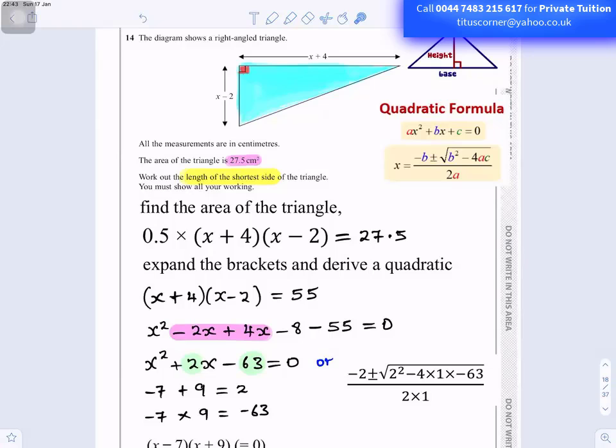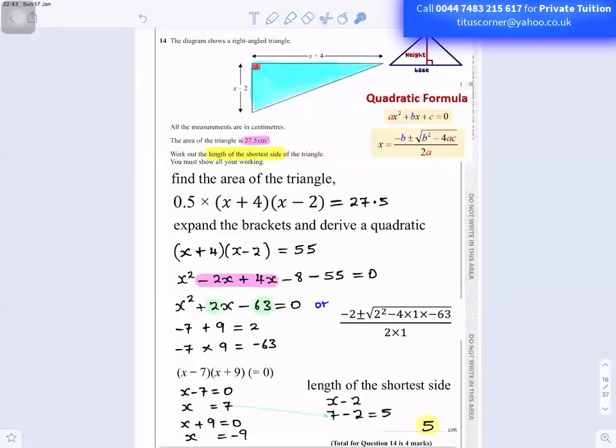Now we need to solve that quadratic. You can use the quadratic formula, which I've swapped the numbers into there, or you can just use factorizing. Two numbers that add to make 2 and multiply to make minus 63. Minus 7 plus 9 gives you 2. Minus 7 times 9 gives you minus 63. So you have (x minus 7)(x plus 9) equals 0.